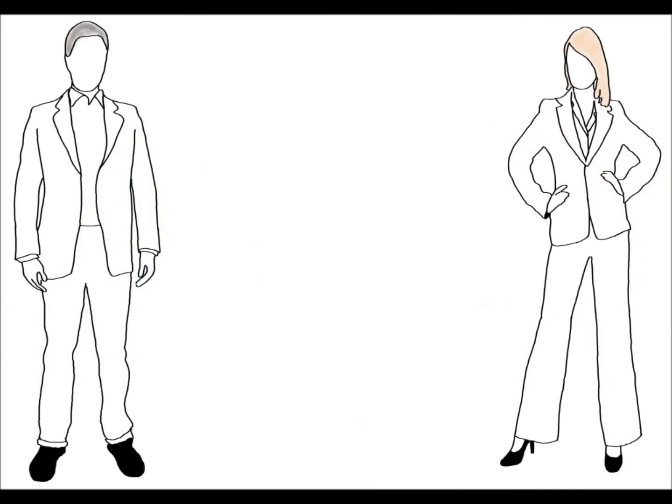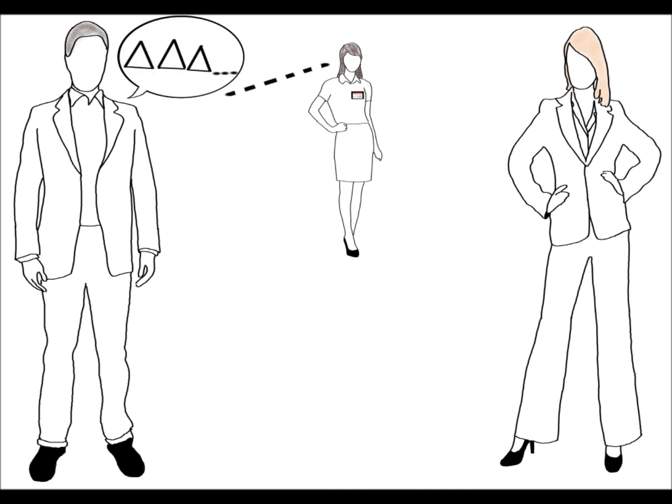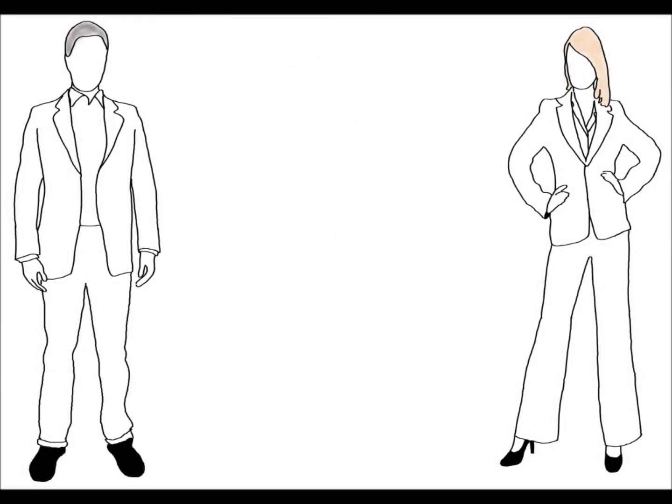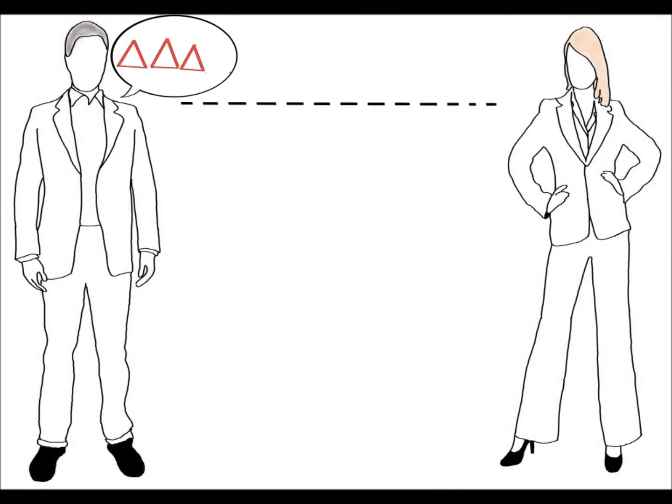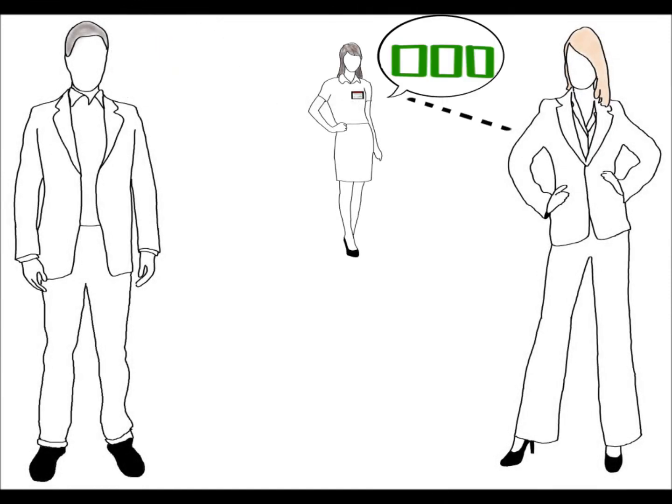Which brings us to the next point when using an interpreter. Always speak directly to the other person, not the interpreter. For instance, avoid using statements directed to the interpreter, such as, "ask my client to," "tell him to remember to," "find out from her if," and so on. Instead, address these statements directly to the other person. The interpreter will then interpret your dialogue segment as if you were speaking.